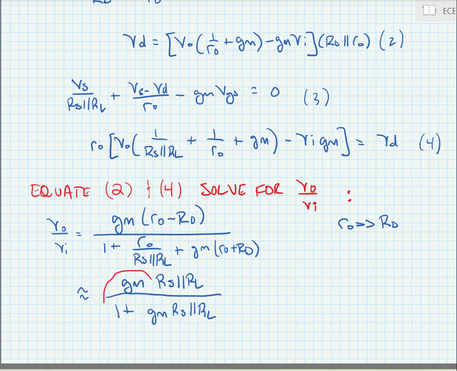Now we note here that the term that I'm circling in red, we're going to label as big GM. And the term I'm circling in gray, I'm going to label as big RT. Now we'll talk about what this means in the next video.